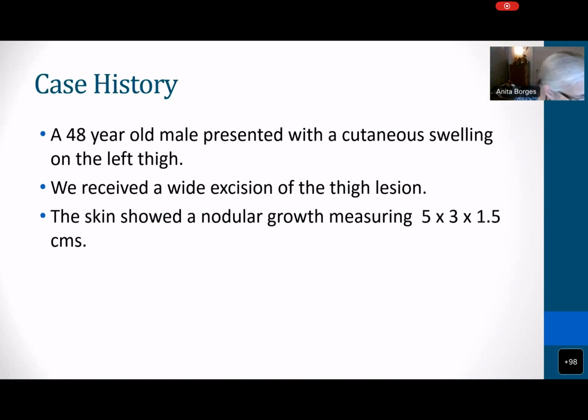Now, who would like to take case one? I'll just go in order because Gaurik is first on my list. So Gaurik. Okay, come on. Will you read this history out and then let's see the case? Yes, ma'am. So the case says it was a 48 year old male who presented with a cutaneous swelling on the left thigh. We received a wide excision of the thigh lesion. The skin showed a nodular growth measuring 5 into 3 into 1.5 centimeters.